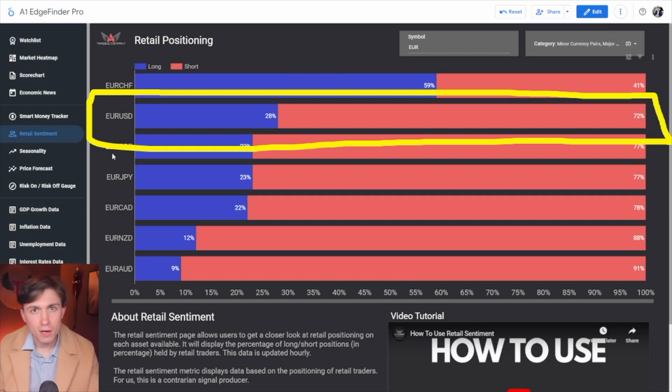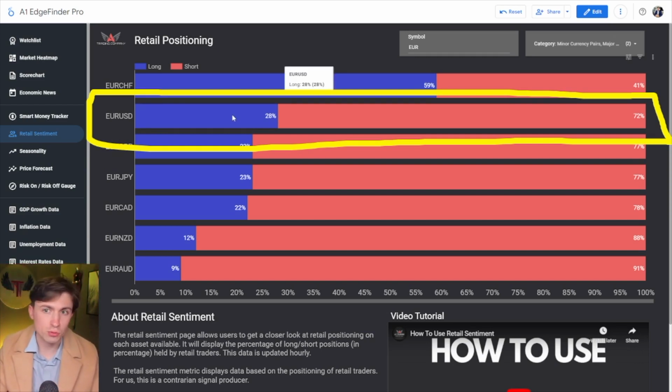So if you could spot, for example, what retail traders are doing with the Euro, it could be really useful information. So if we look in this case, Euro USD, 28% of client positions are open on the long side and 72% of retail client positions are open on the short side. Now, why is that information useful?